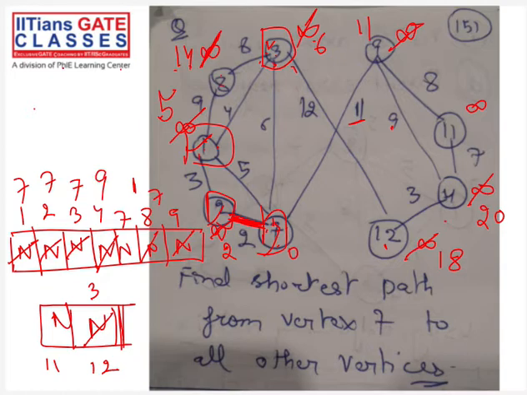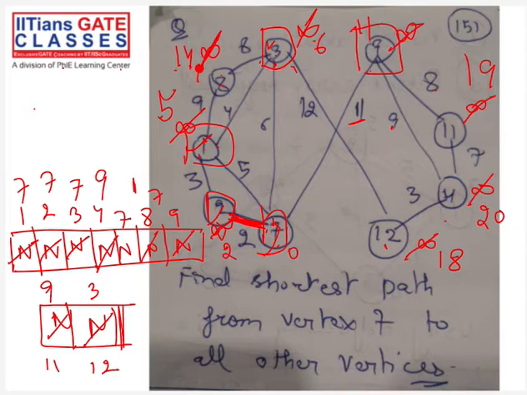And 9 is also connected to 11. So 11 plus 8 is equal to 19, so I'll update this as 19. So the parent of 11 will become 9. These are the two updates that will happen. Yeah, I'm done over here. Now all you have to do is process the remaining: 14, 19, 20, 18.